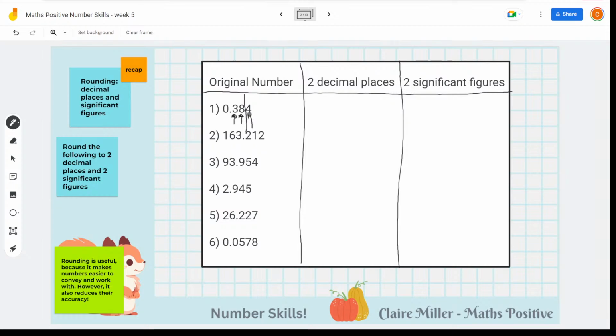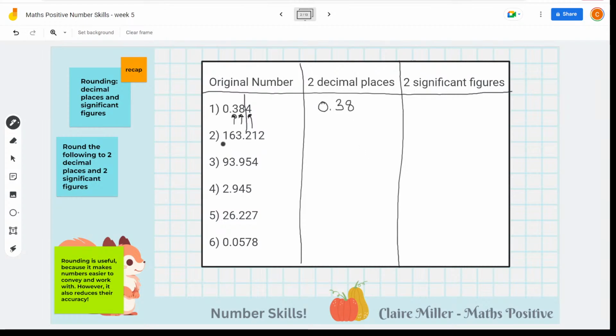But I need to look at this next digit, which is called the decider, to tell me whether I need to round my 8, the second decimal digit, up or not. If this number was a 5 or bigger, then I would round the 8 up to a 9, because my number would be closer to 0.39 than it is to 0.38. But because the decider is a 4, I'm going to round down. The way we round down is just by cutting the end off the number. We don't need to change anything else. So to 2 decimal places, this number is 0.38.